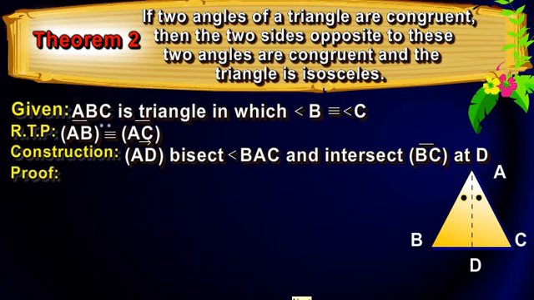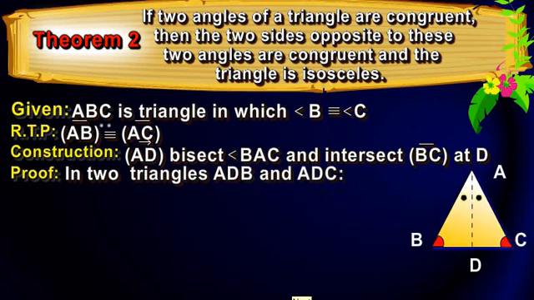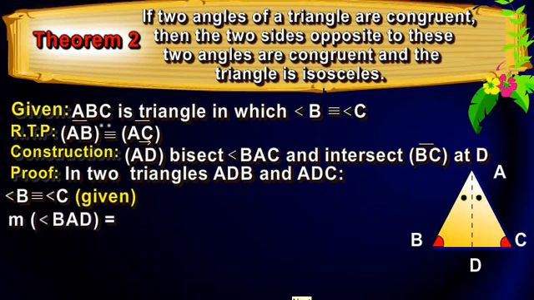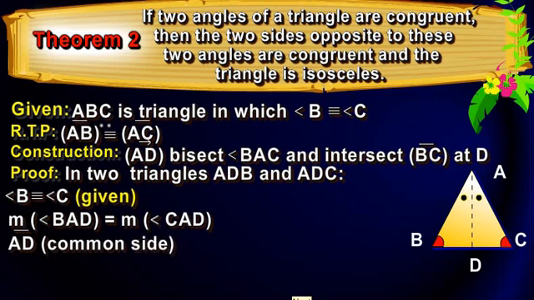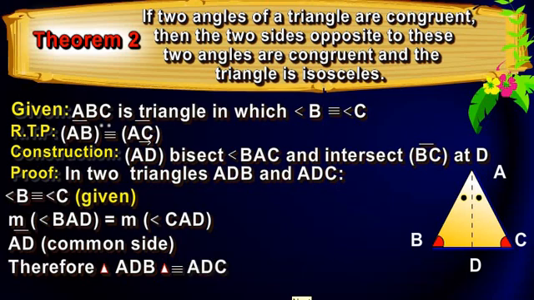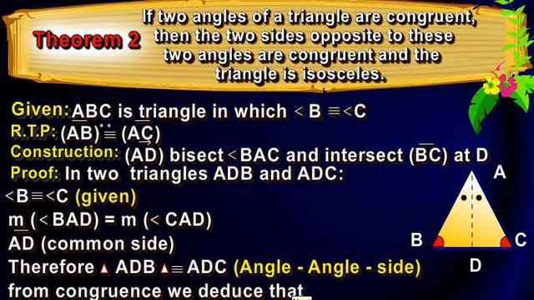Proof. In the two triangles ADB and ADC, angle B is congruent to angle C, given. Measure of angle BAD equals measure of angle CAD. AD is a common side. Therefore, triangle ADB is congruent to triangle ADC, angle, angle, side. From congruence, we deduce side AB is congruent to side AC.